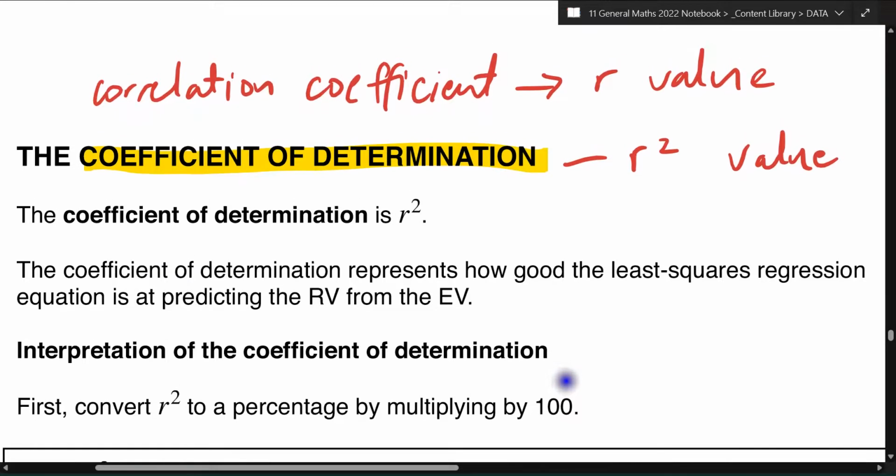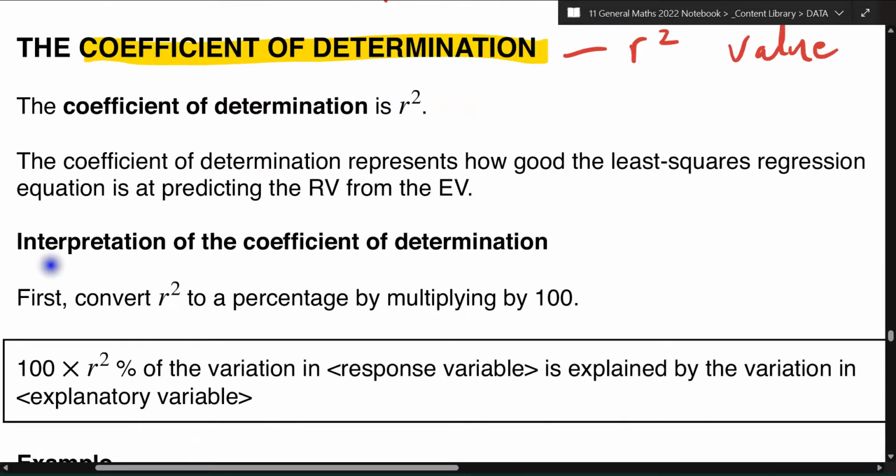So the coefficient of determination is represented by R squared. If I told you this is the R value, and R squared is the coefficient of determination, how do you think you get the R squared value from an R value? You square it. That's literally it. How do you get the coefficient of determination? You just square the R value. It's really easy, but the meaning of it is slightly different.